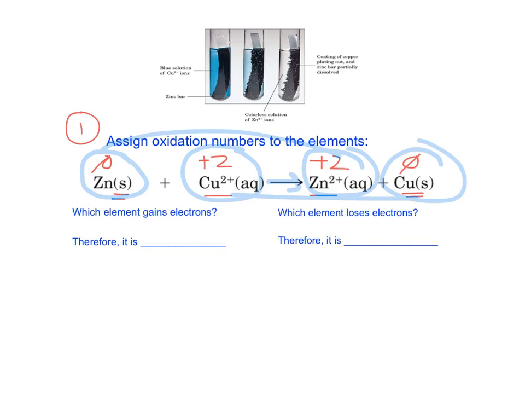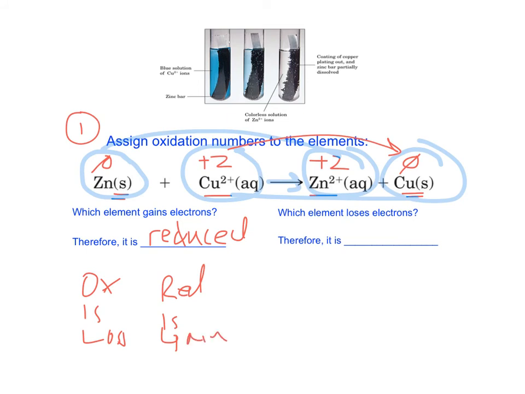So which element gained electrons? I kind of work backwards. I see that copper's number went down, so it was reduced. Well, how can it just go down? If you remember OIL RIG, oxidation is loss, reduction is gain, so for copper to become less positive, it must have gained electrons. So the copper ion gained electrons. Therefore, zinc must have lost electrons, which is why it became more positive. And we know oxidation is loss, therefore zinc was oxidized.